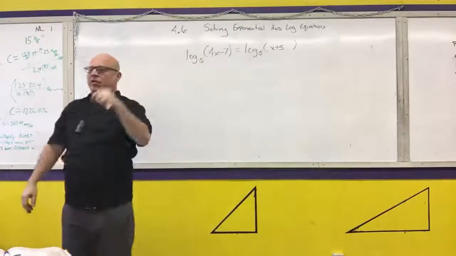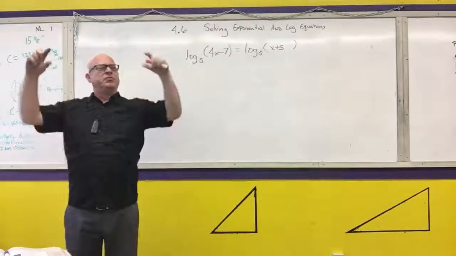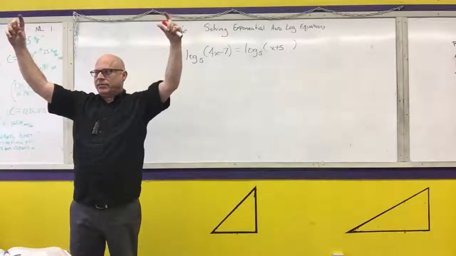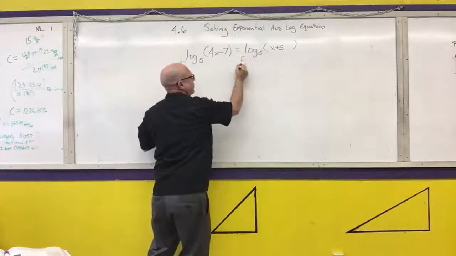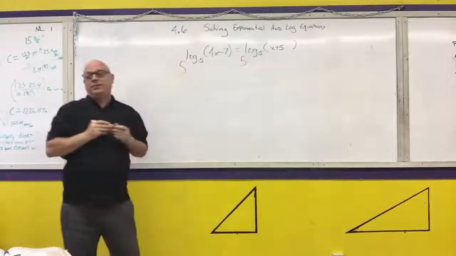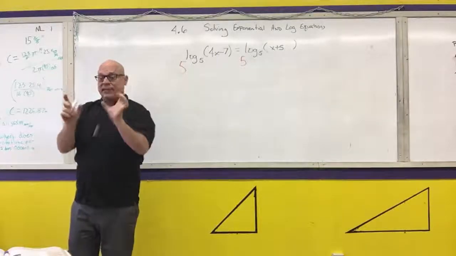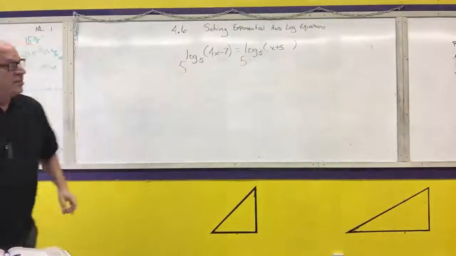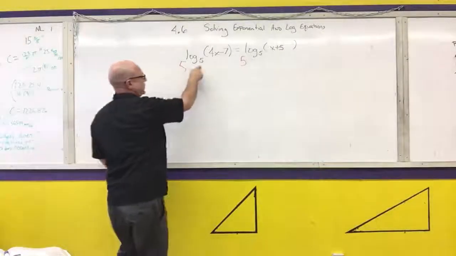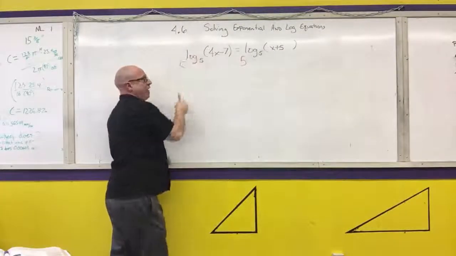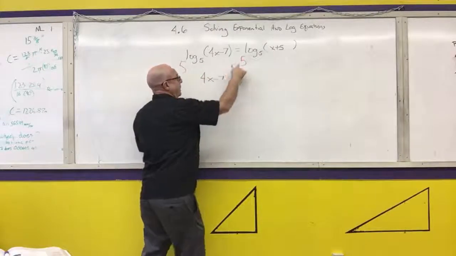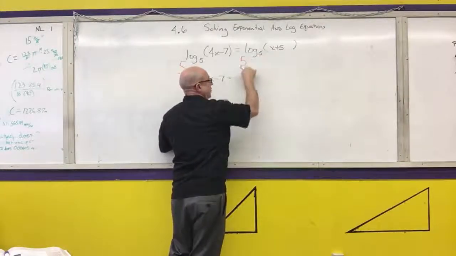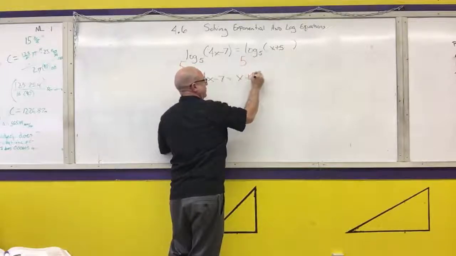The mathematical operation we're actually going to do is 5 to the both sides. That's what allows that to happen. If you take a 5 to the log base 5, they cancel each other out, and it gives you 4x minus 7. 5 to the log base 5 cancels each other out, which leaves you with x plus 5.